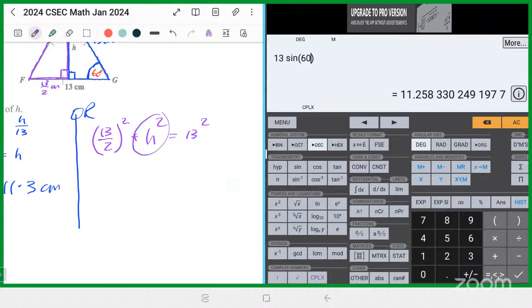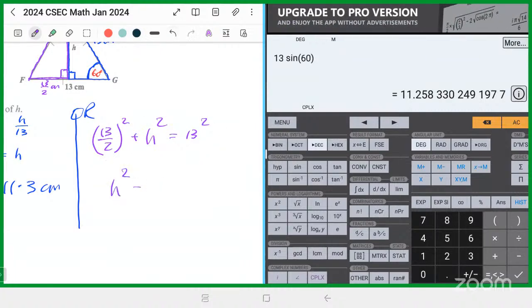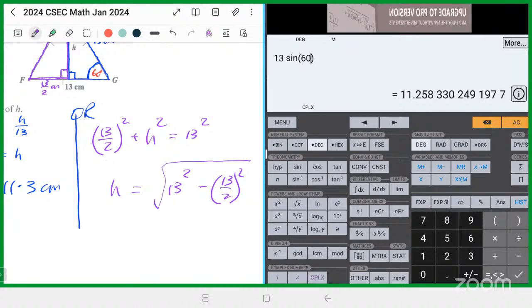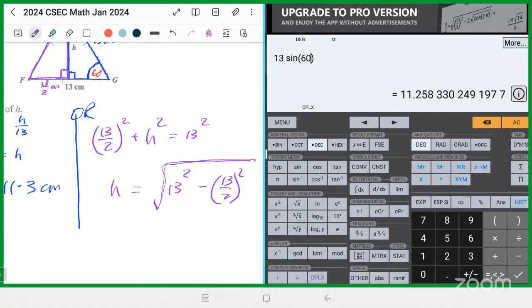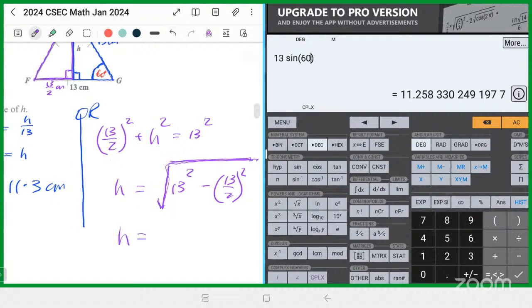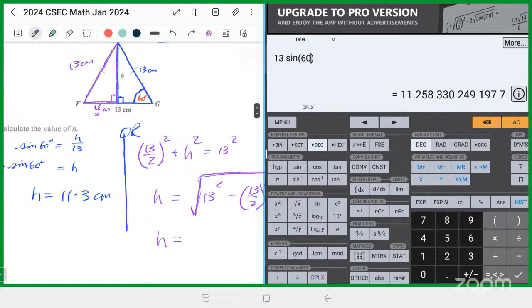So to make h the subject, we would transpose this first and get h squared equals 13 squared minus 13 over 2 squared. I could put 6.5 here if you wanted. And then to get rid of the square, we would square root this side. So I can actually just take off that and leave it like that. A person who practices a lot will know that the h will just be equal to this without having to write this out. And I'm certain now that if you do this calculation, your h is going to come out to be the same 11.3. Let's look at it on the calculator.